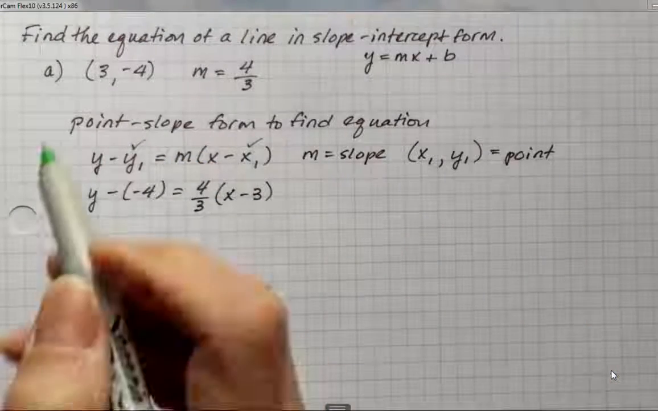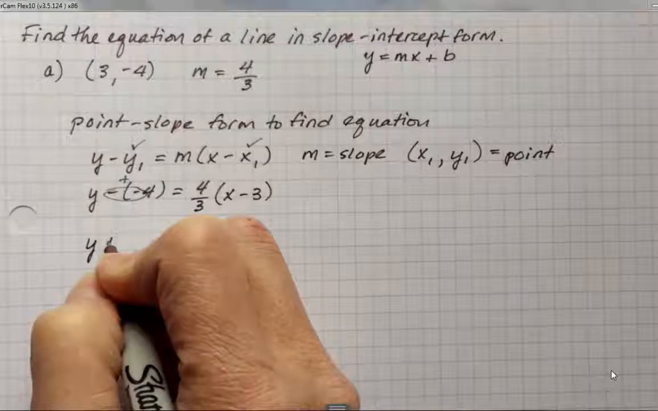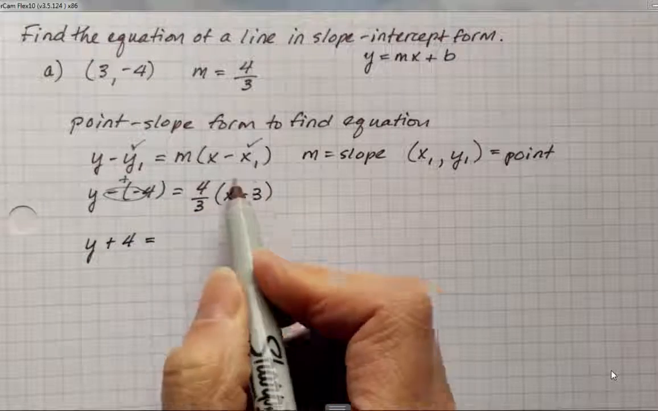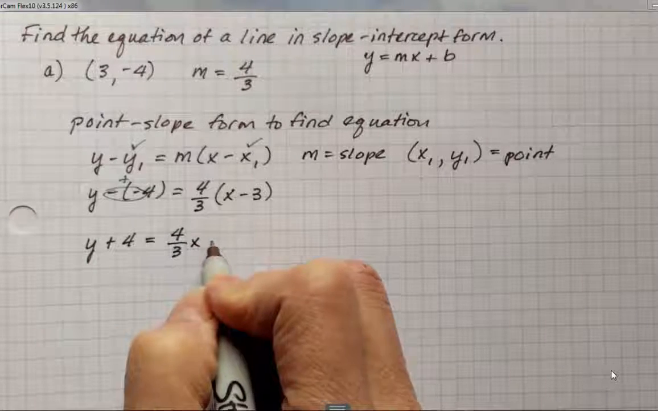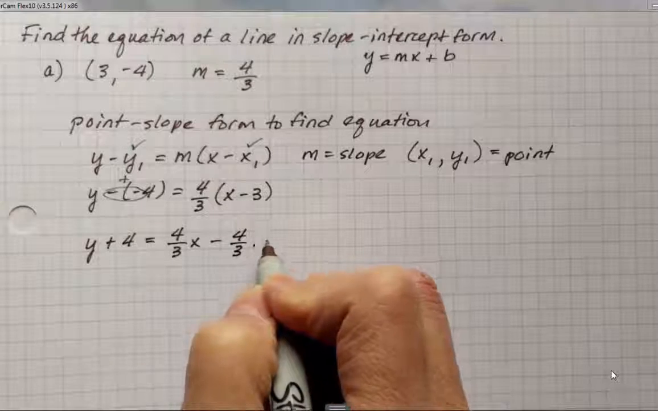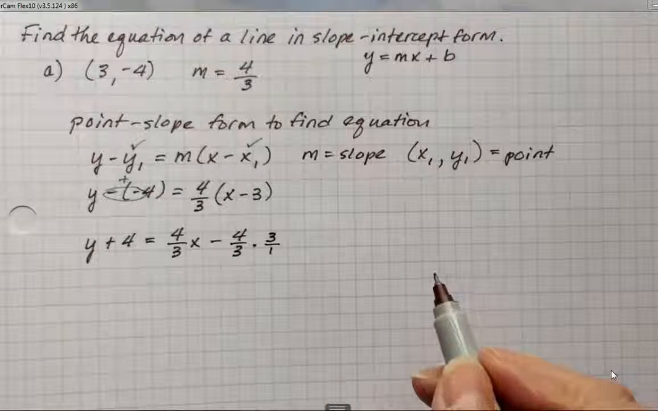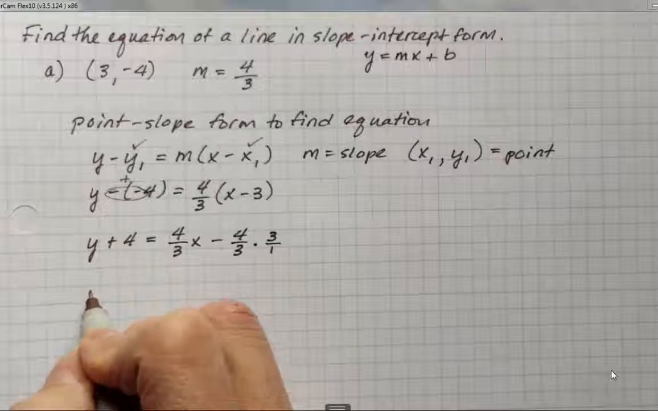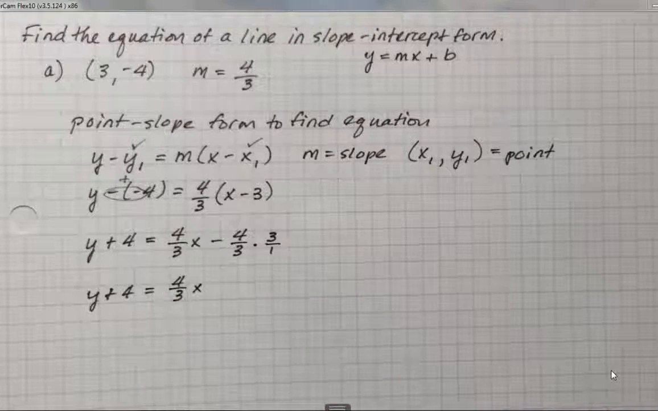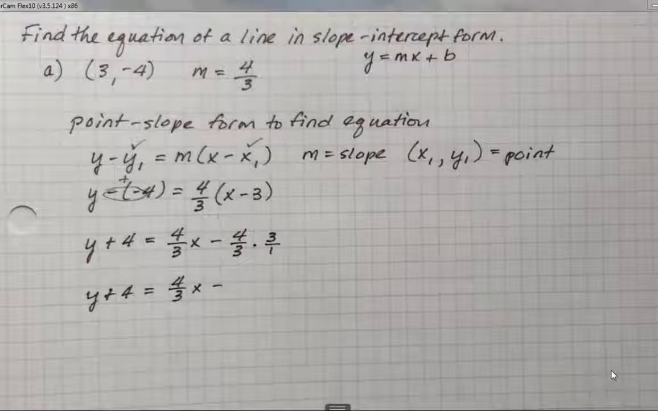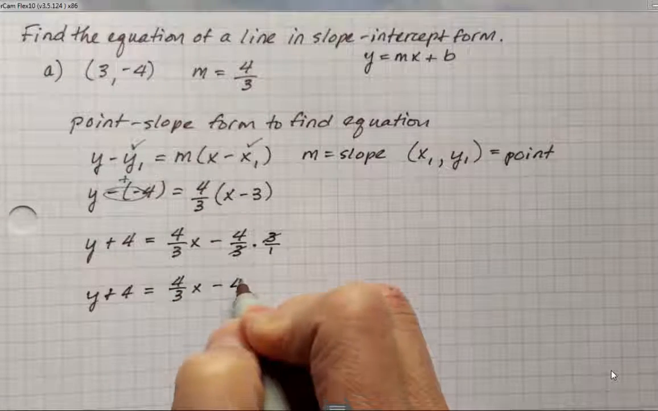Remember that when we have two negatives, that makes a positive, so we can rewrite this then as y plus 4 equals, and on the right side we're going to use our distributive property. We're going to multiply 4/3 times x, and we're going to be multiplying 4/3 times 3. And if it helps you, when you're multiplying 4/3 times 3, you can write that as 3 over 1. On the left, we end up with y plus 4 equals 4/3 x minus, and then realizing that our 3's cancel out, which is nice, that leaves us with just 4.